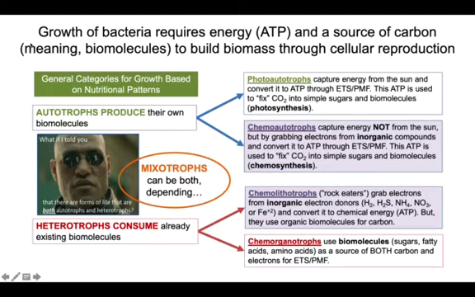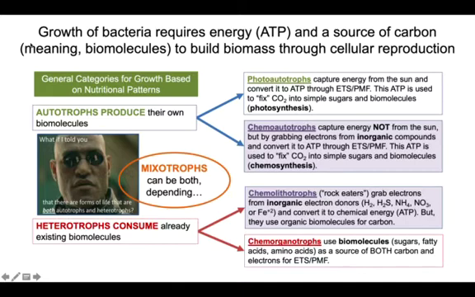So there are general categories of growth based on their nutritional patterns. So what I'm thinking about is, where's the ATP coming from? Where are the carbons coming from for reproduction? Okay, and we have two general categories: those that produce their own food, their own biomolecules, these are autotrophs, and those that need to consume already existing molecules. They need food from the environment, and those are heterotrophs.